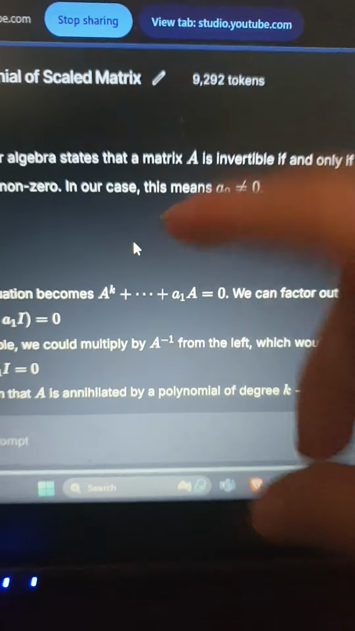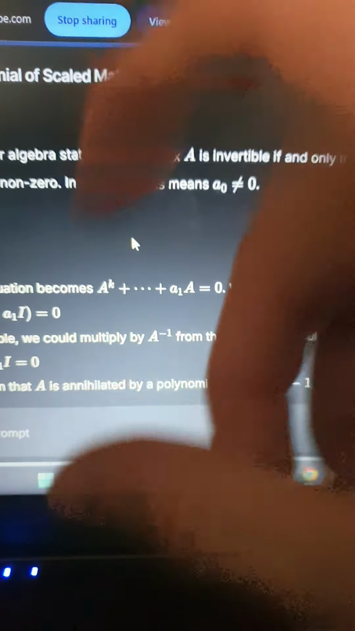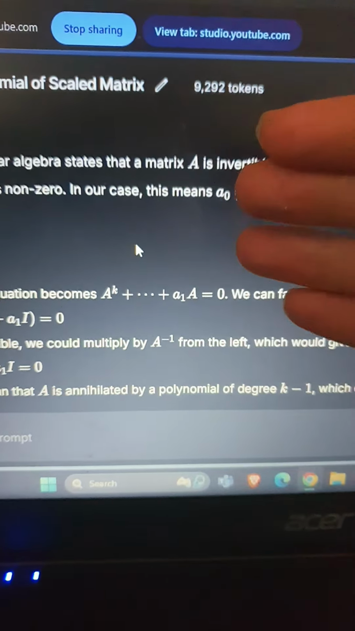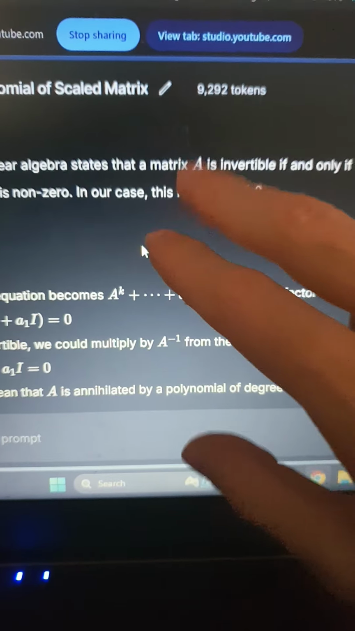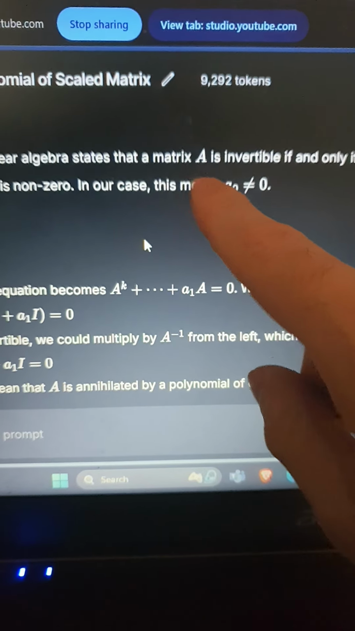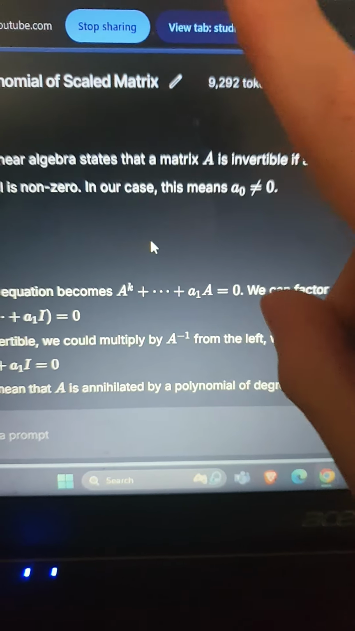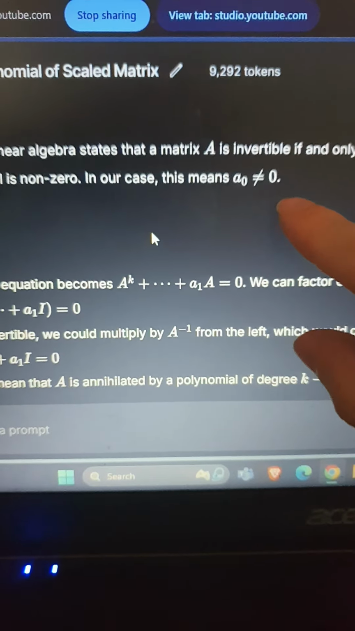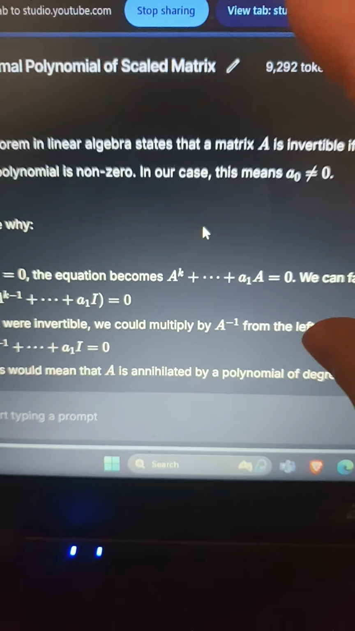Remember that the minimal polynomial is the polynomial with the minimal degree that annihilates the matrix if you substitute the matrix into the polynomial. So it says that if you have an invertible matrix, it must be that the constant term in the minimal polynomial is not zero. Let's see why it works.